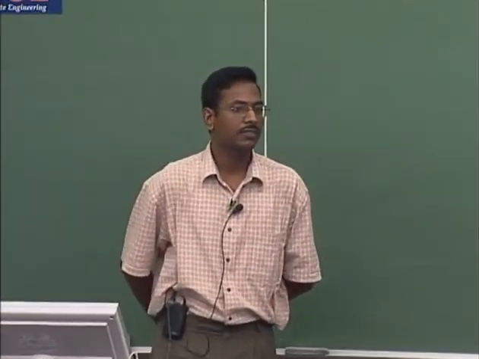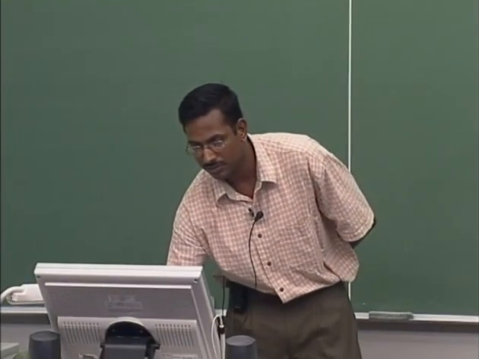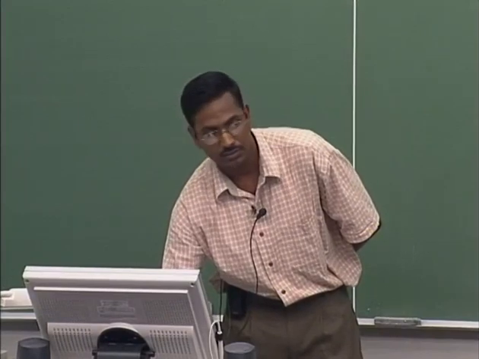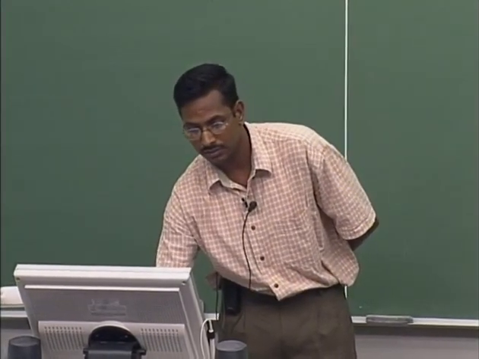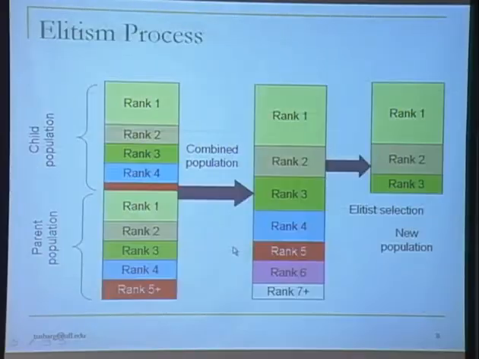Can I ask a question about the flowchart again? So how do you select the n individuals from the combined population? Okay, from this combined population, let's go to this chart. Let's say this is n, this child, and this is population of size n. I have 2n solutions over here. I do the ranking, and I have rank 1, 2, 3, so on. I have to pick n solutions.